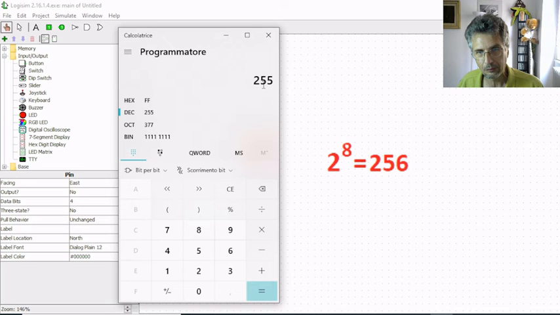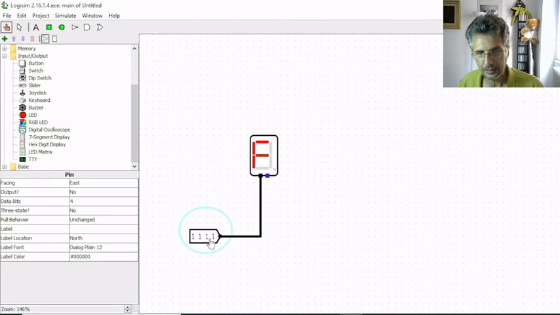And the reason is because 2 raised to the power of 8 makes 256. And so the total amount of numbers is 256. You must remember we have also the 0, from 0 to 255. So, if I know how many bits I have, I can tell how many numbers I can write using this amount of bits.